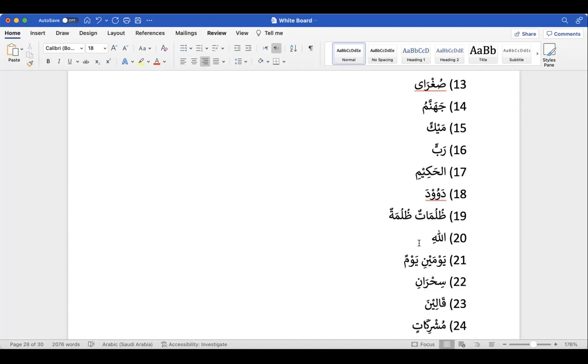Lafzu Jalala is majroor. Even if it is in majroor, it will be fully flexible. Allah, Allahi, Allahu. Correct. Now, Yawmaini.